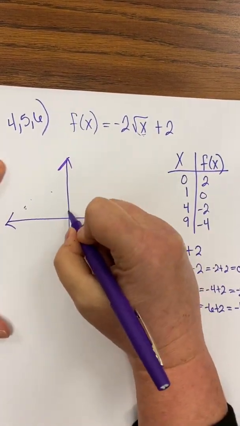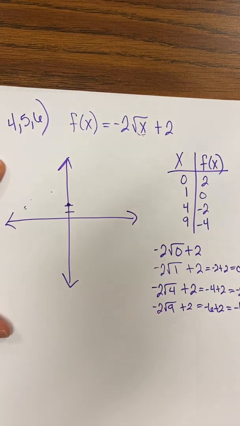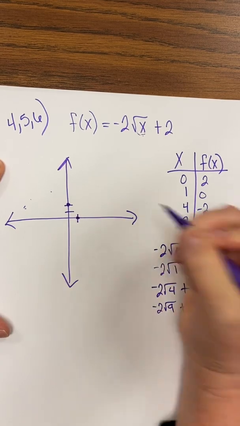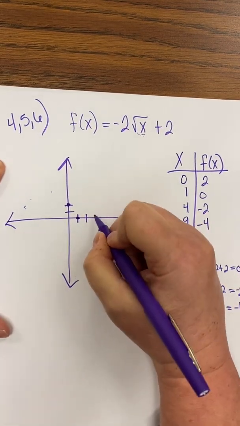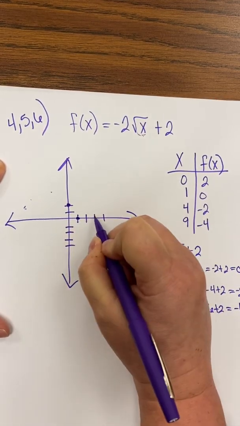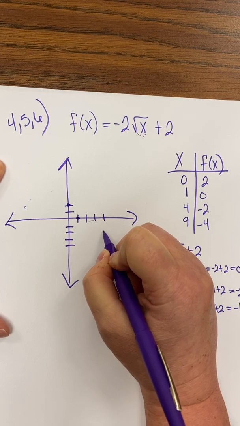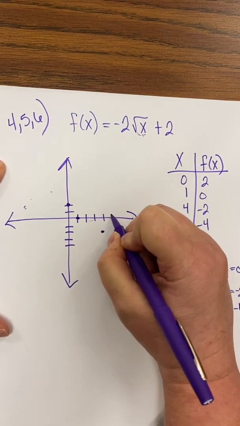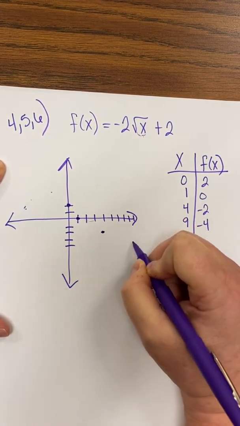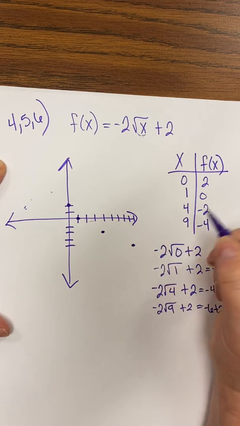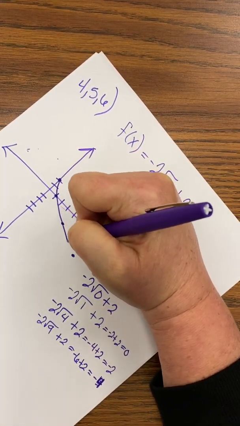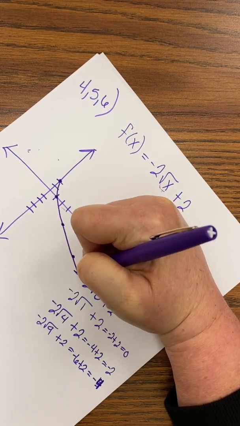So 0 and then up 2 starts there. And then 1, 0 goes here. 4, -2. So 4, -2 right there. 5, 6, 7, 8, about ran out of line, and then -4. And so what this one's going to do is going to curve like this. Remember I told you, these look like, and it's going to keep going.